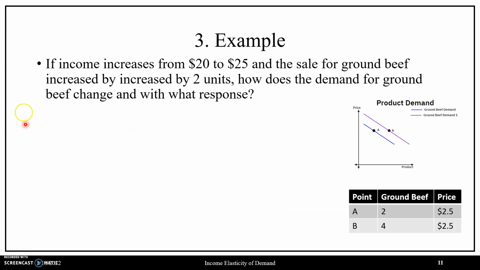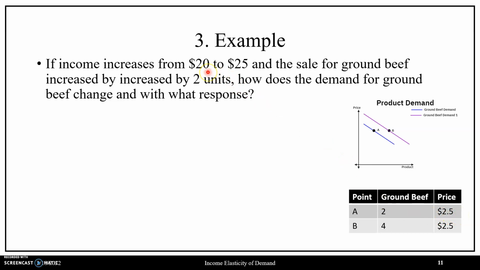So in our example, if income increases from $20 to $25 and the sale of ground beef increased by 2 units, how does the demand for ground beef change and with what response type? So we have our product demand curve on the right, and we also have our demand schedule, price on the vertical, quantity on the horizontal. We have our initial downward sloping demand curve, ground beef demand, and we're starting at point A, where at point A, demand is 2 units of ground beef at a price point of $2.50.